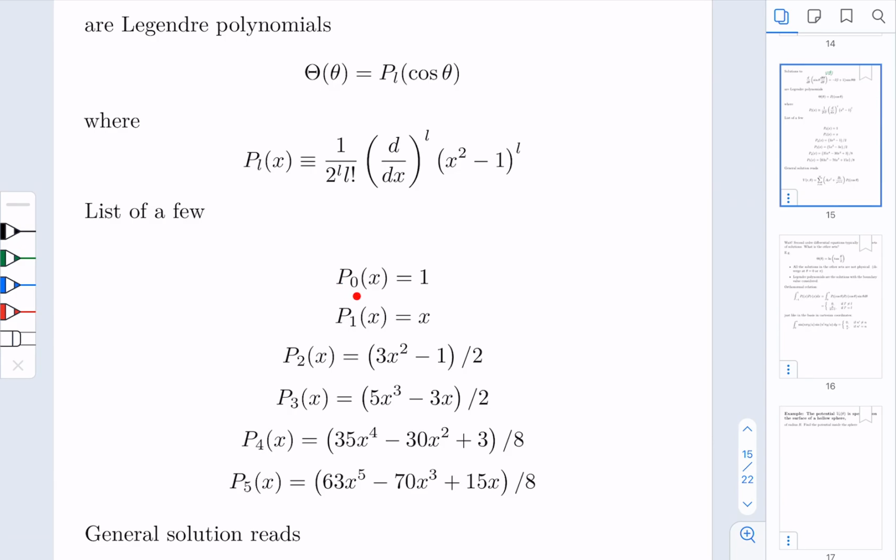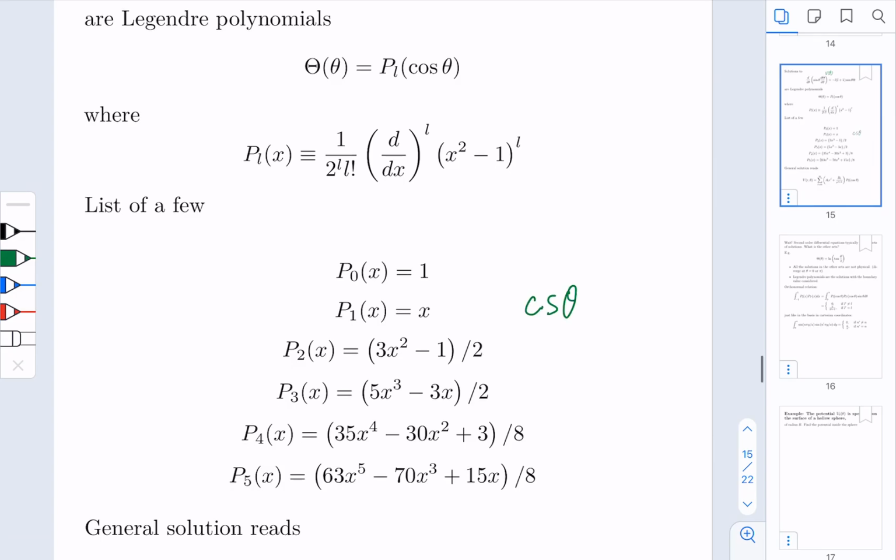For P0, it's a constant 1. This means that 1 is one of the solutions to this angular Laplace equation, and the second one is x. Here, this x should be replaced by cosine theta, so the solution is cosine theta. The second order solution is cosine theta squared minus 1, divided by 2.